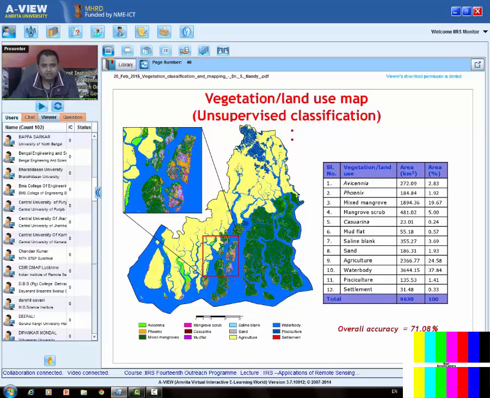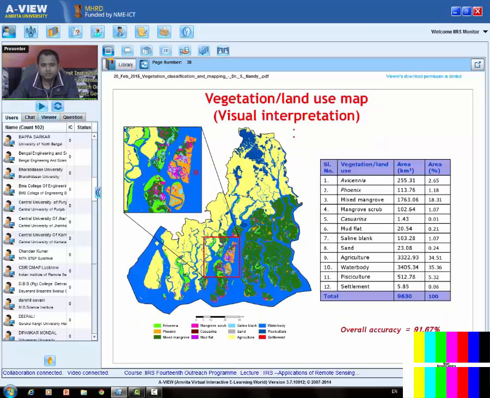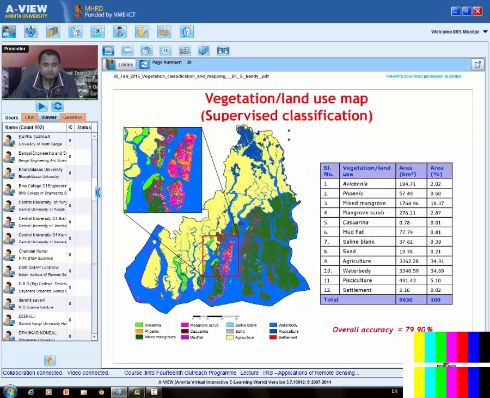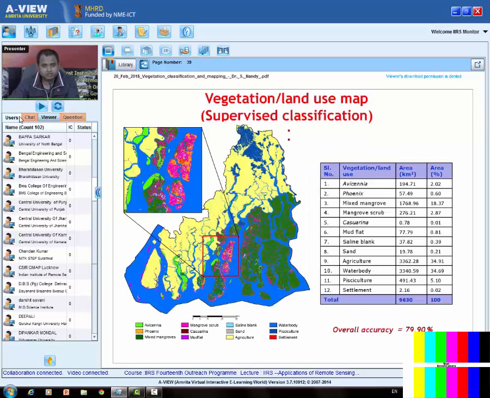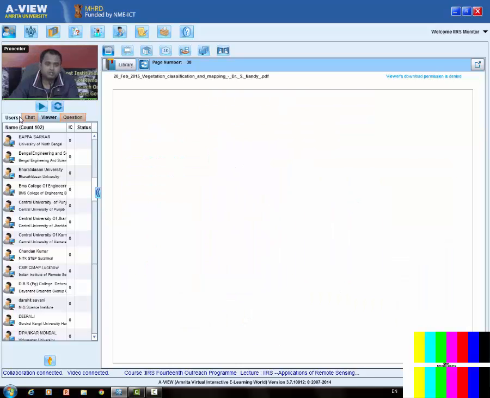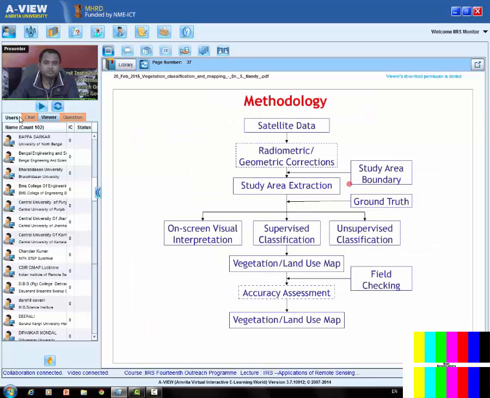So in this area I felt visual interpretation was better than the other groups, because if you look at these small areas, there is mixing of mangrove scrub, mudflats and other things. In visual interpretation there was more control, because you know your area, then you are delineating small features. But in the others it was difficult to delineate. So the main mixing up was in this area. That's why I'm showing this area only. Whatever it is, the basic methodology is like this.